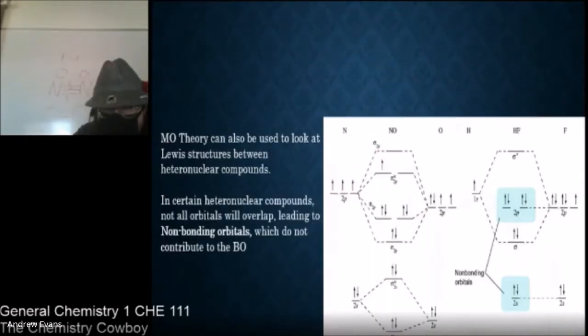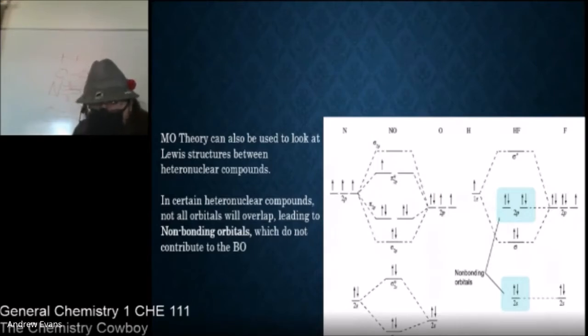Now, the final thing that can be done with this: all that was just diatomics. But really, the bread and butter of this is putting these guys together and trying to understand the overlap of heteronuclear compounds. So meaning 2 different atoms come together, or 3 different atoms come together, and trying to understand the bonding structure of these atoms. So we have to add in all the electrons from each atom and put them in this diagram.